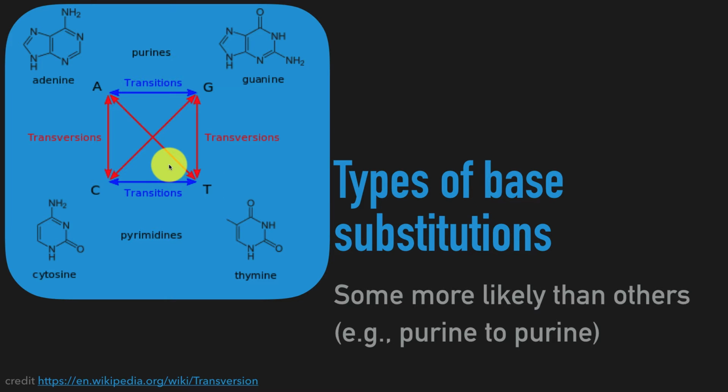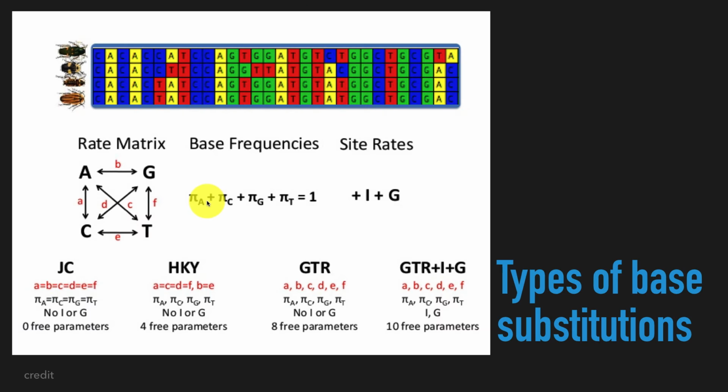You can get substitutions between them, mistakes. You can get transitions, where you have a mistake that replaces a purine with the other purine, so an A to a G or a C to a T. You can have a transversion, where a purine or a pyrimidine is substituted with the other type. This could be 4 possibilities: C to G, T to A, C to A, or T to G. Transitions are much more likely to occur than transversions.